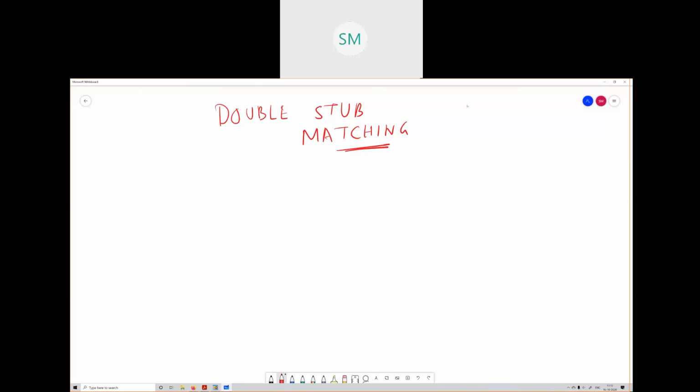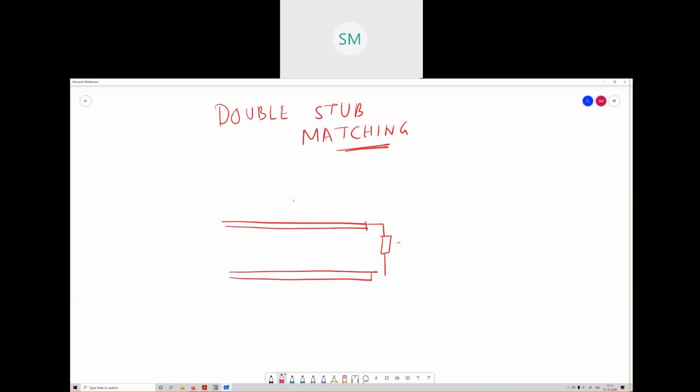Okay, great. Right. So for double stub matching, what we are doing? For double stub matching, instead of one stub, as the name suggests, instead of one stub, we are putting two parallel stubs. Okay.